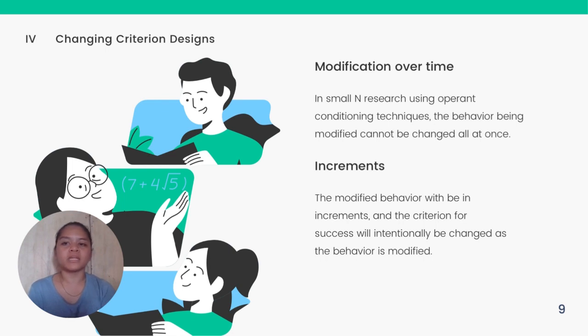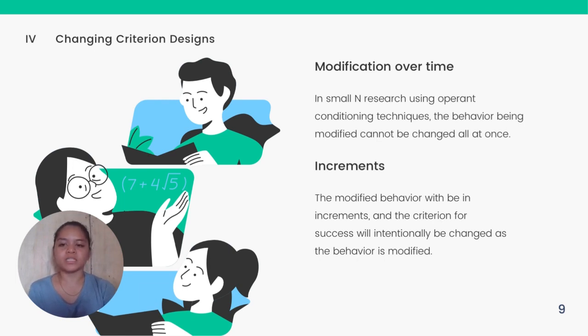Here are some potential benefits of using the method. First, more precise control over behavior. By gradually tightening the criteria for success, researchers can gain more precise control over the behavior being modified. This can help to ensure that the behavior changes in the desired way and that any improvements are maintained over time.